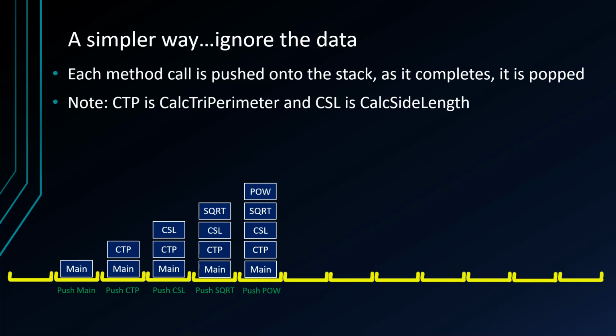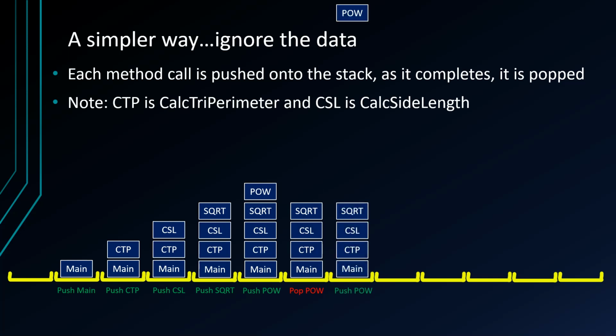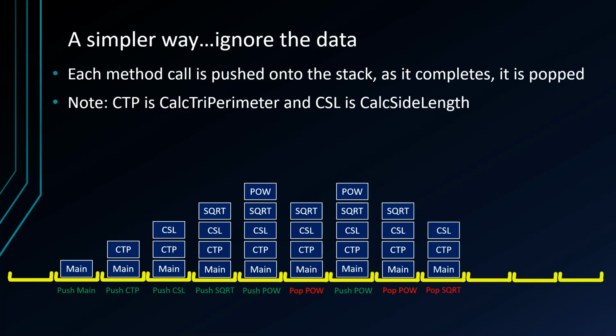But then that POW completes, so it's popped off the stack. And then the next POW gets pushed onto the stack. And then that one completes, so it's popped off, and its results are sent down to square root. Square root finishes, so it can be popped off the stack. And then the calc_side_length finishes, so it can be popped off the stack.